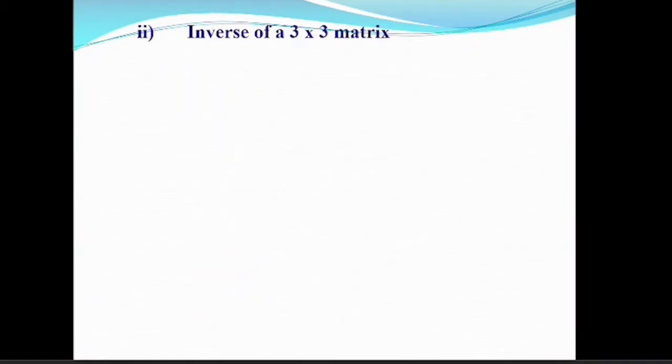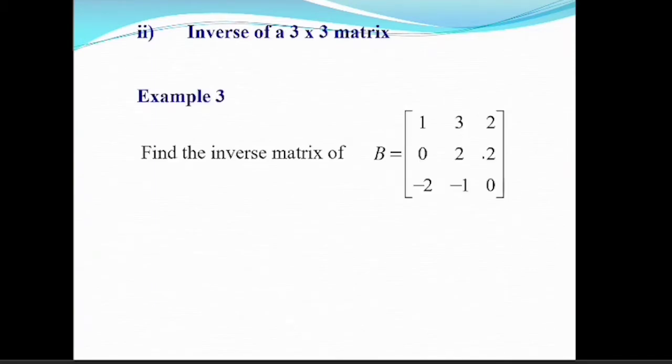Now, how to find the inverse of a 3 by 3 matrix? Let's look at example 3. Find the inverse of matrix B.